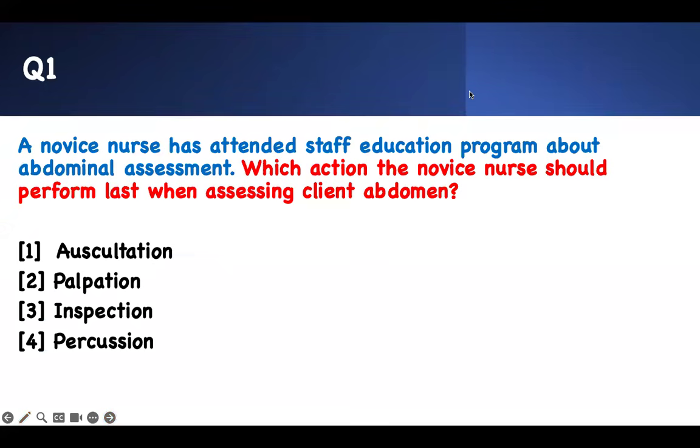What do you see? A novice nurse has attended a staff education program about abdominal assessment. Which action should the novice nurse perform last when assessing a client's abdomen? The best way to answer a question is to read it from the back. I'm assessing the client's abdomen. Which action will I take last? And I'm looking at the individual's abdomen, right?